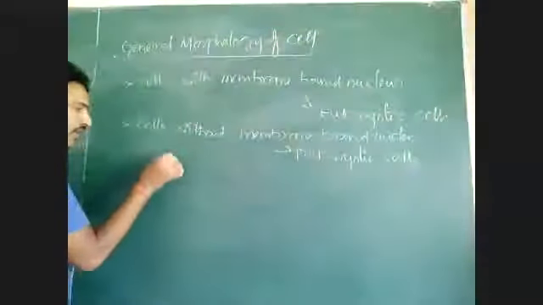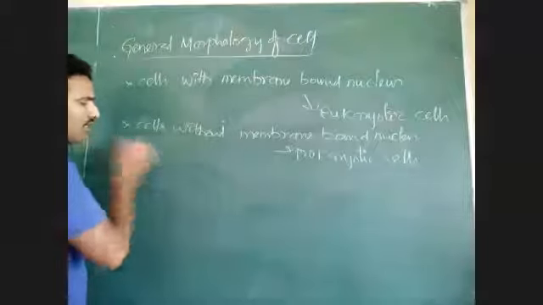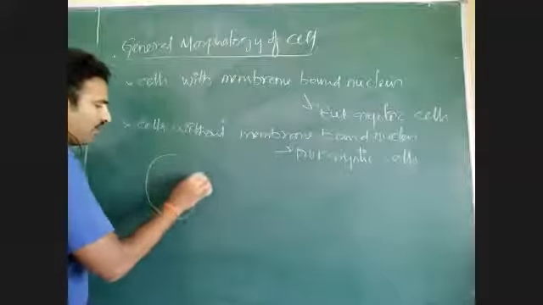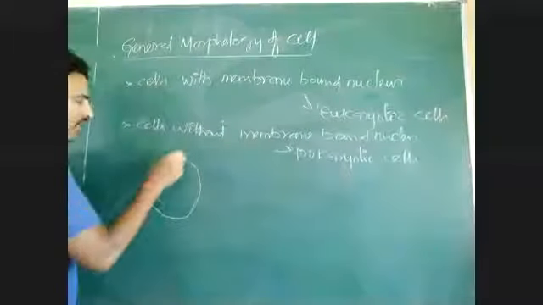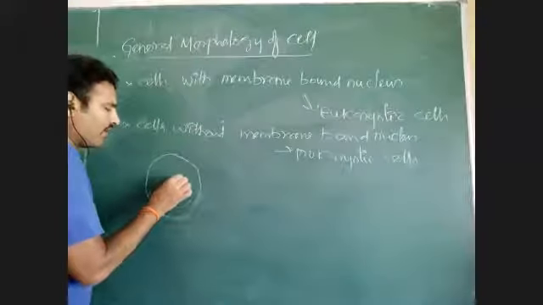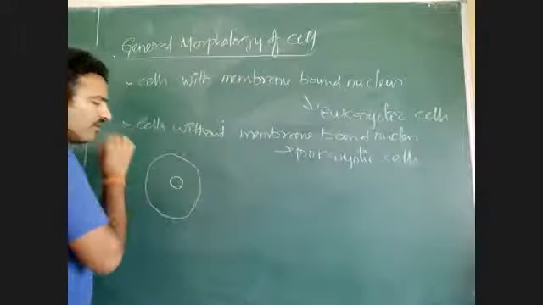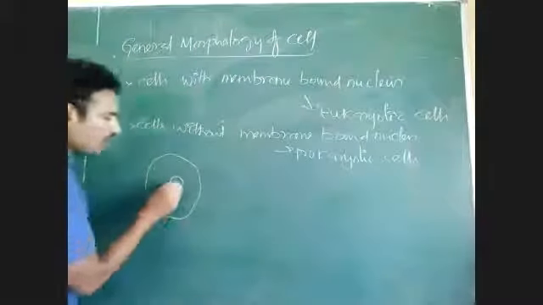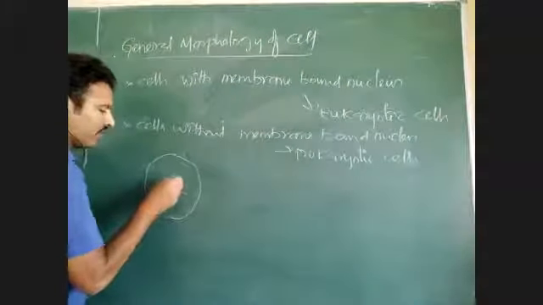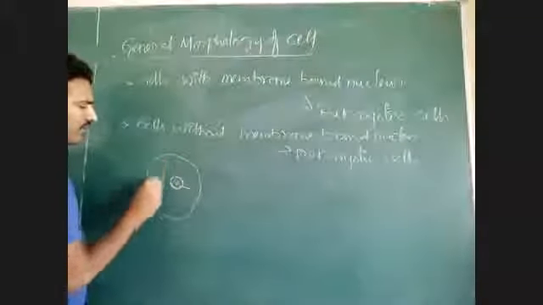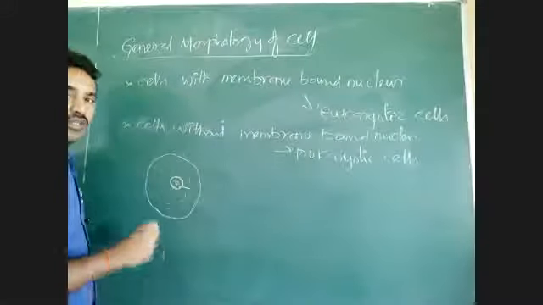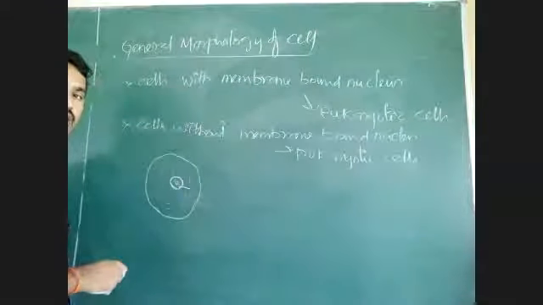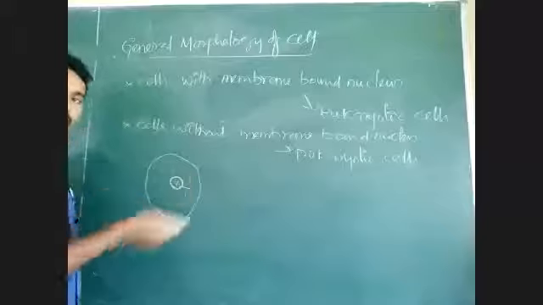See an example. Suppose I take an animal cell. Inside that animal cell there is the presence of a well developed or defined nucleus. That nucleus has a membrane. The nucleus is surrounded by a membrane, and inside that there is DNA and everything. The cytoplasm and other organelles are also there. Okay, today there is not sufficient time. In the next class I will draw the structure of the animal cell and explain all the parts of the animal cell.